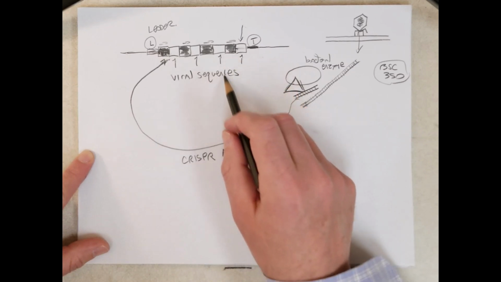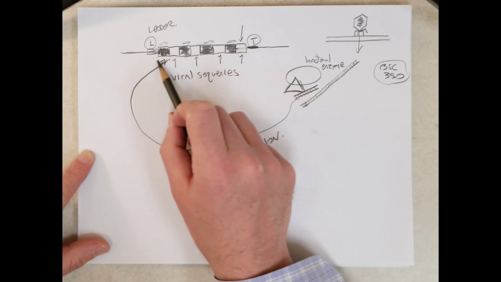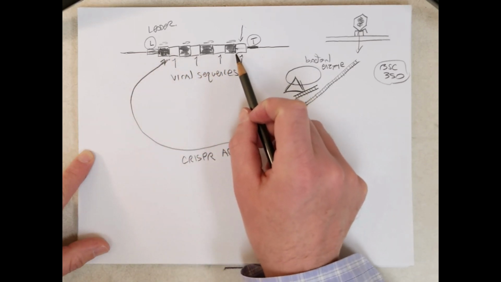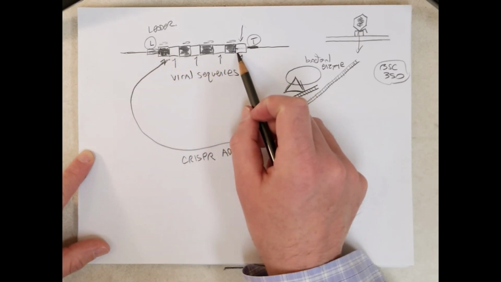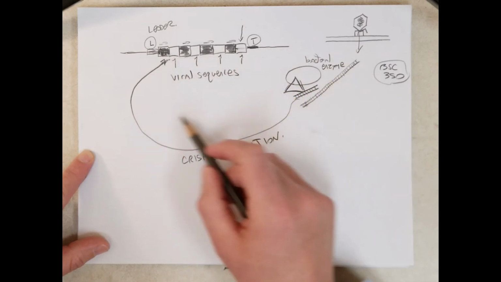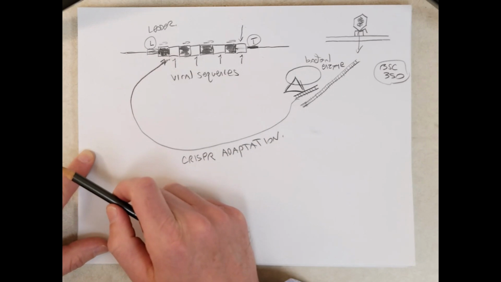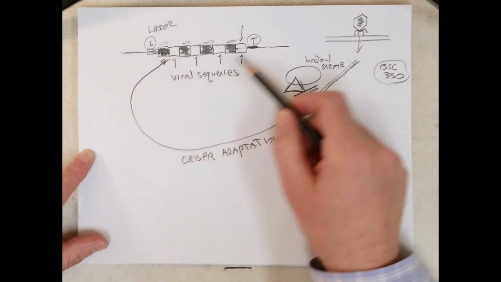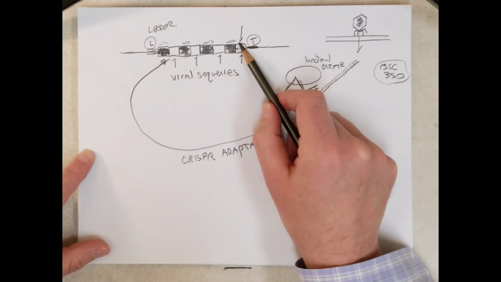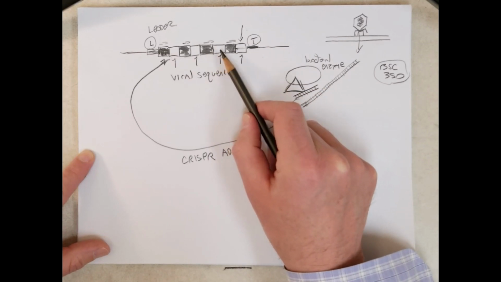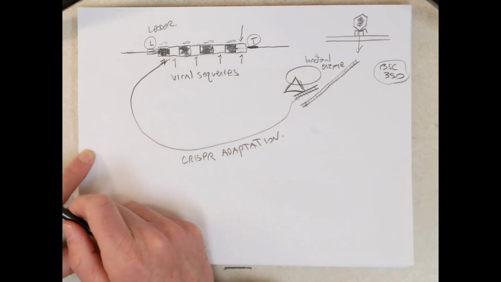So in this way, the bacterium has a memory of all the viruses that infected it in the past, or most of them, assuming that each virus that infected it was integrated into the array. Also, it has a memory of the viruses that infected its ancestors.